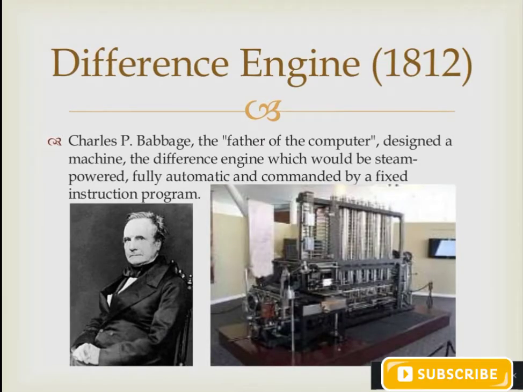Next is the difference engine. It was introduced in 1812 by Charles P. Babbage. Charles P. Babbage, known as the father of the computer, designed a machine, the difference engine, which would be steam powered, fully automatic and commanded by a fixed instruction program.